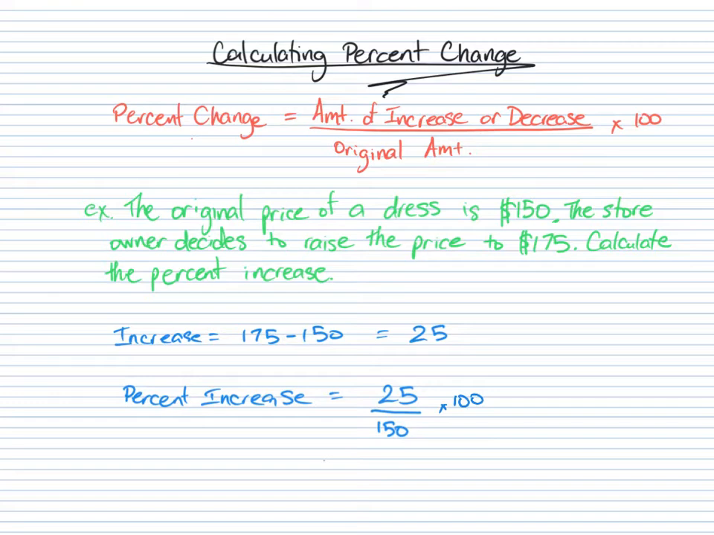All right, and once you work that all out, you get 2,500 over 150, which gives us approximately 16.67%. So our percent increase in this question is 16.67%. All right, let's look at an example in which there is a percent decrease. It is done in exactly the same way. So if you feel confident, you can keep going and do something else, or you can keep watching.